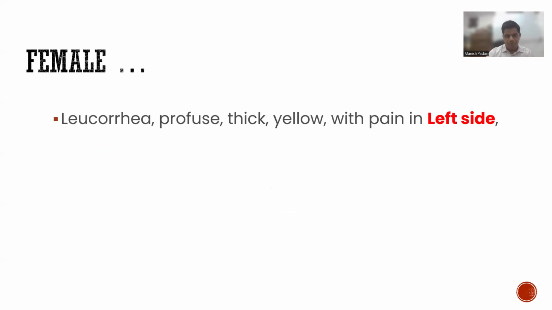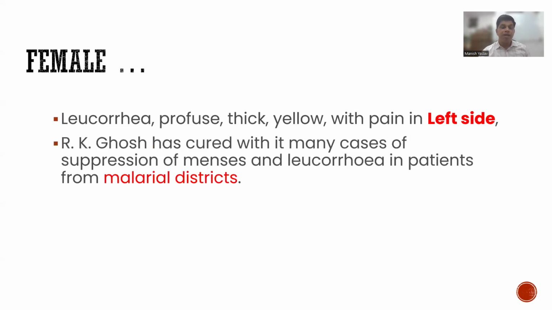Now we come to females. How can you judge this in a female? Leukorrhea is there, profuse, thick, yellow, with pain on the left side. A lady will come, and you might take the totality of the leukorrhea: color, aggravation, amelioration, character. But when you go deeper and look at other areas, the patient will say, doctor, since my leukorrhea started, along with that I have pain on the left-hand side. Then you should think of CEANOTHUS. Maybe the totality will not work.